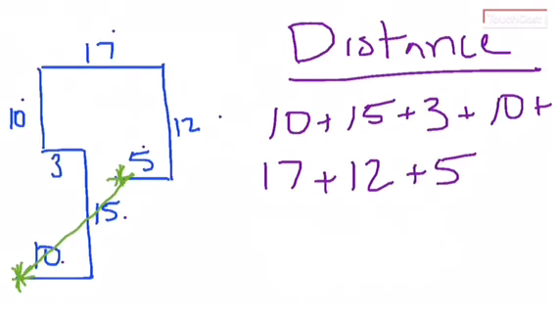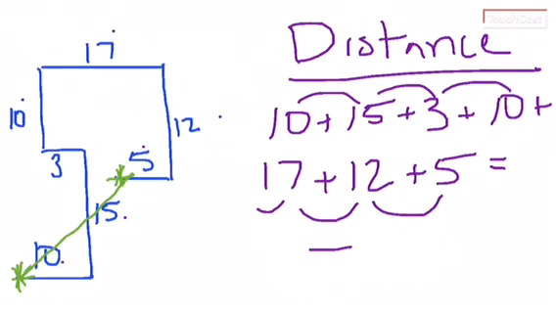So we have 10 plus 15 is 25, 28, 38, 55, 67, 72. So our distance we walked was 72 meters. Okay, and hopefully you could solve for that before I did.